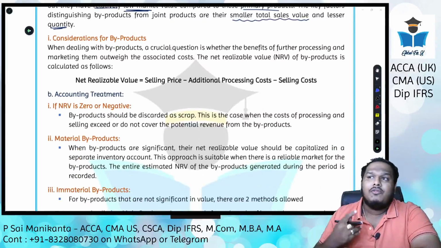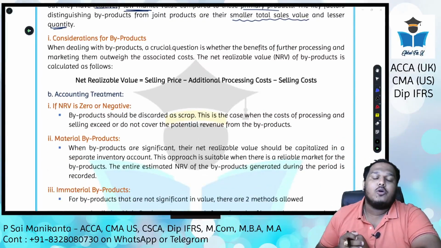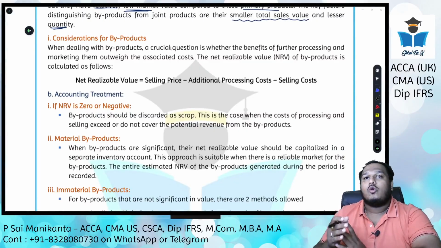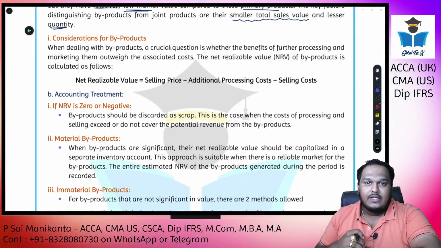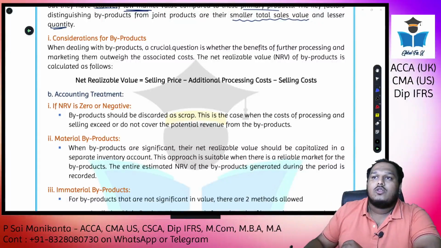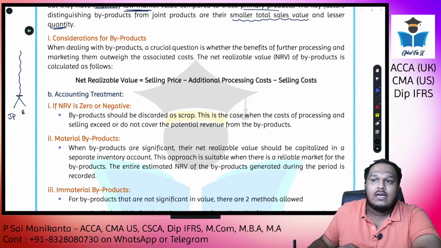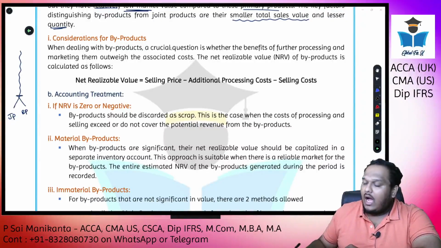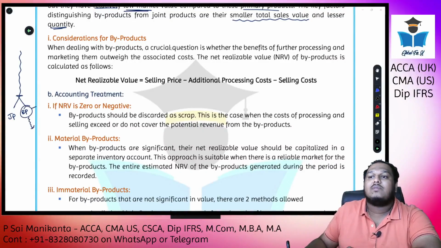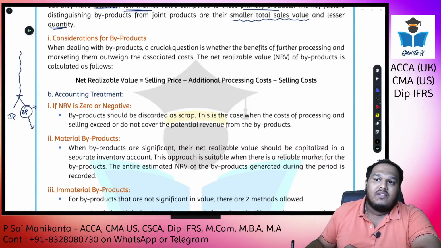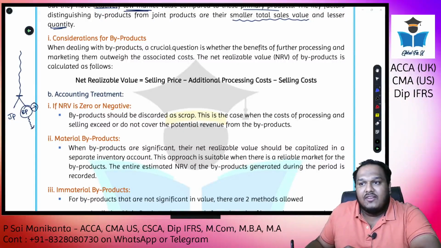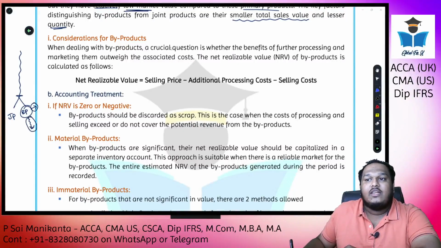So when we talk about the byproducts, the first and foremost thing to consider is: are they produced at the split off point, or do they need any further processing? So we know that there is a complete joint procedure, and at that split off point, the joint products and the byproducts are split out, right? After the split, is further processing needed for the byproducts, or can they be directly sold in the market? If they can be directly sold in the market, good. If they need further processing, we need to check whether it is worth it or not, first of all.